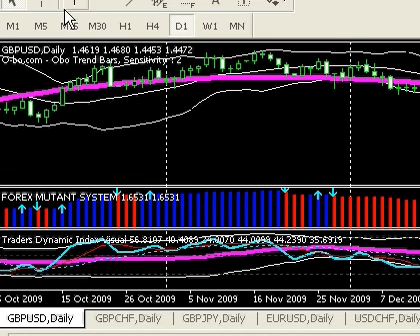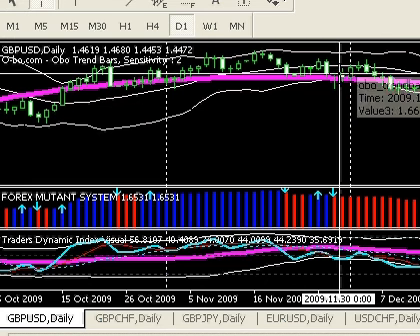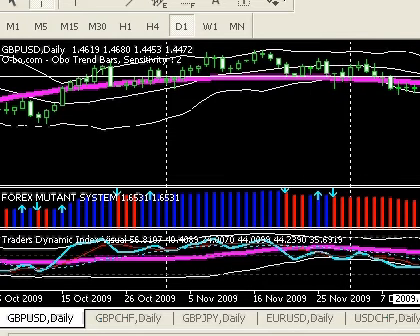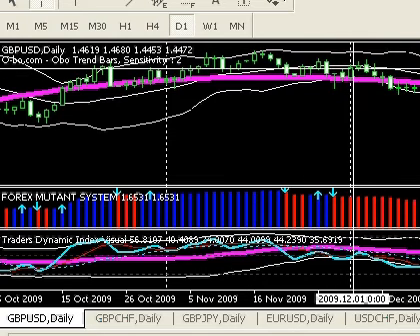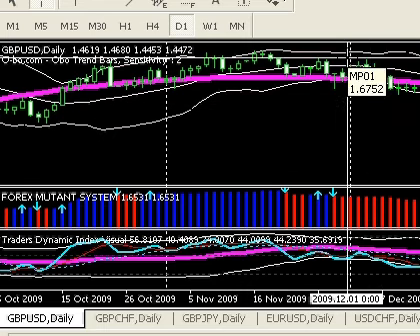So I look for a sell if they are over, and I look for a buy if they are under. If you look here, for example, these days, I could have sold, but I didn't take that trade. Actually, I did take that one.